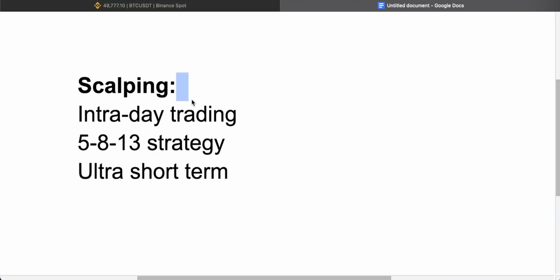The next strategy that we can use when trading crypto is called scalping. And this is a really ultra short-term strategy that you can use intraday. A typical strategy that you might want to use when using a scalping strategy is the 5, 8, 13 moving average strategy. I'm going to go through that now. It's actually really simple to set up. And once you do have those moving averages set up, it's really quite straightforward and you can definitely see the moves in the market. This is an ultra short-term strategy.